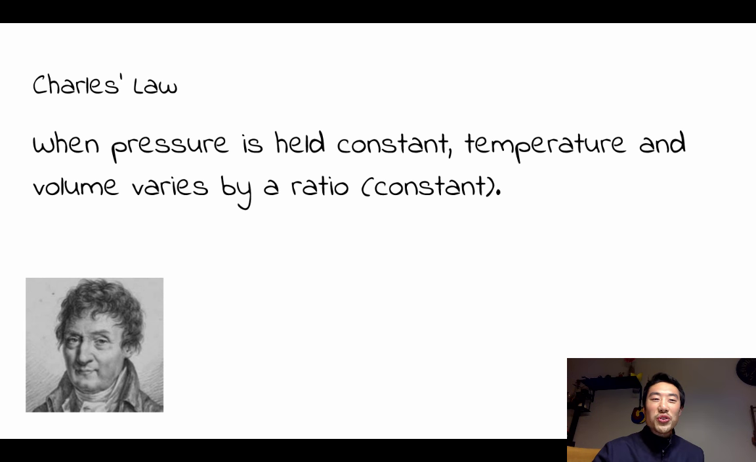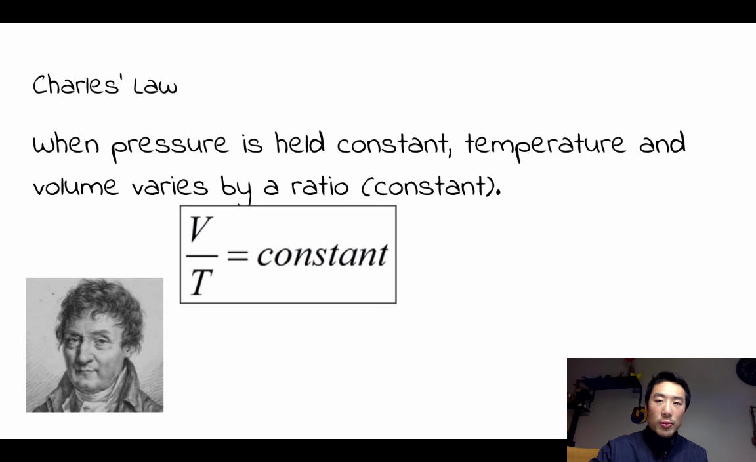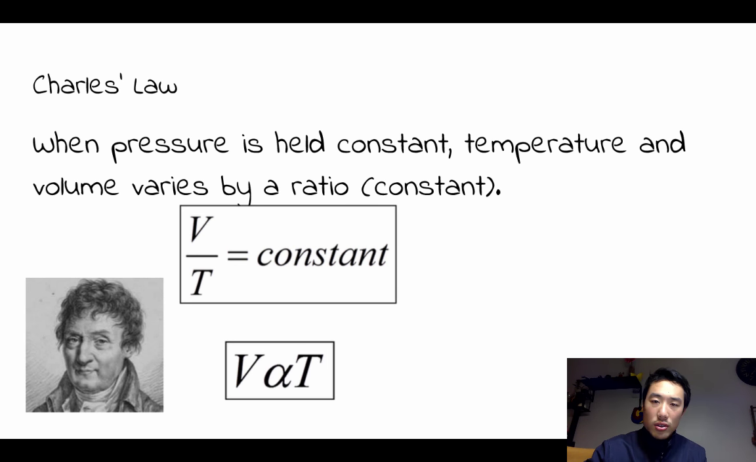And next up, we have Charles's Law. Charles's Law says when pressure is held constant, the temperature and the volume vary by a ratio, which is also a constant. And we can write Charles's Law out like this. With volume in the numerator and temperature in the denominator, that's a ratio, and that ratio will always be held constant. For example, if we wanted to increase the volume, the temperature also has to increase in order to keep the ratio the same. And in order to write this, we can symbolize it like this.